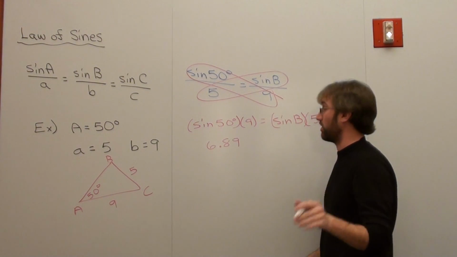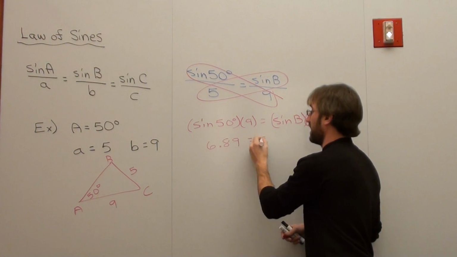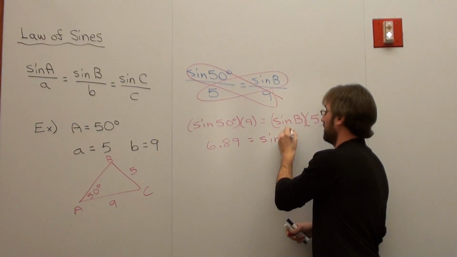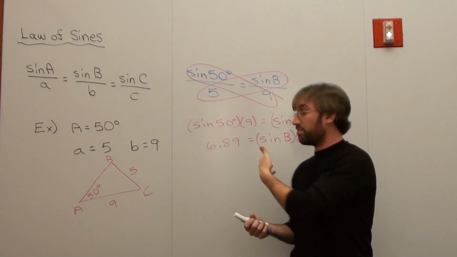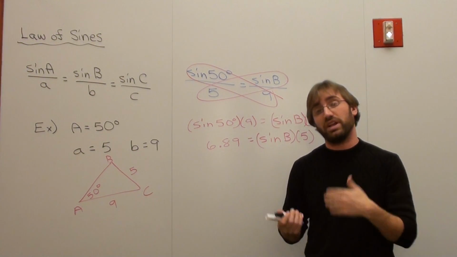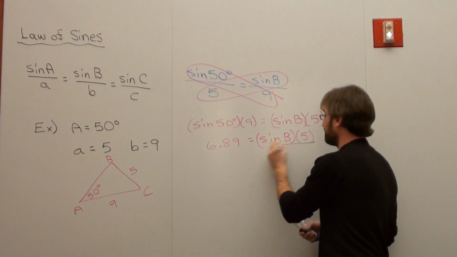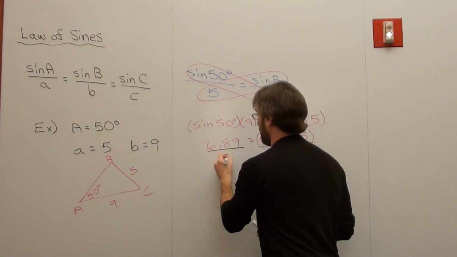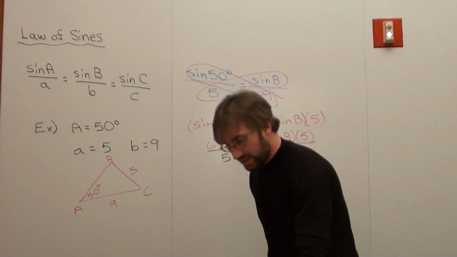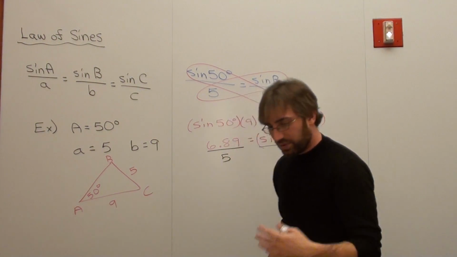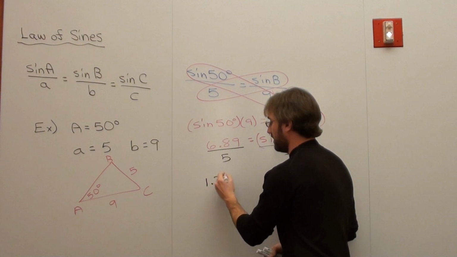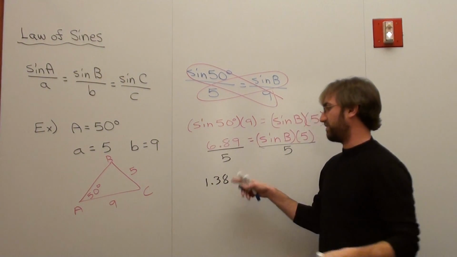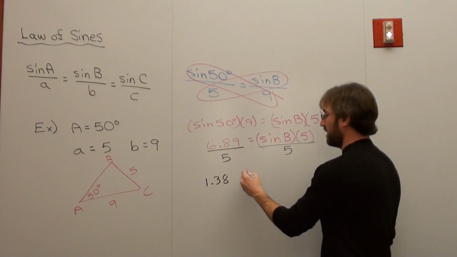It's going to cause a stir, and here's what I mean. This equals sine of B times 5. What you want to do is get the angle B by itself, but in order to do that, the first thing you have to do is divide by 5. That presents a problem. 6.89 divided by 5 is approximately 1.38. I took the long answer, divided by 5, and rounded to 1.38.